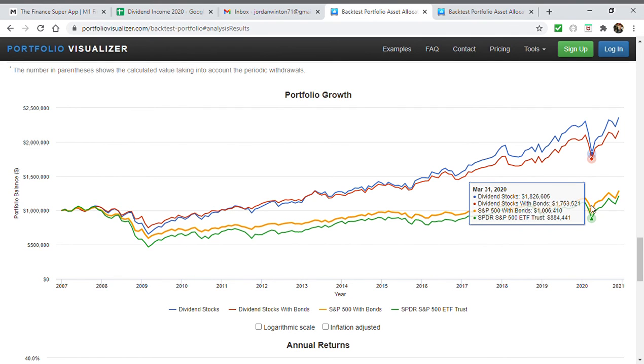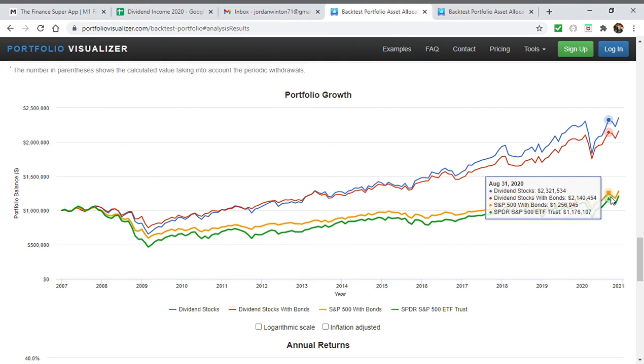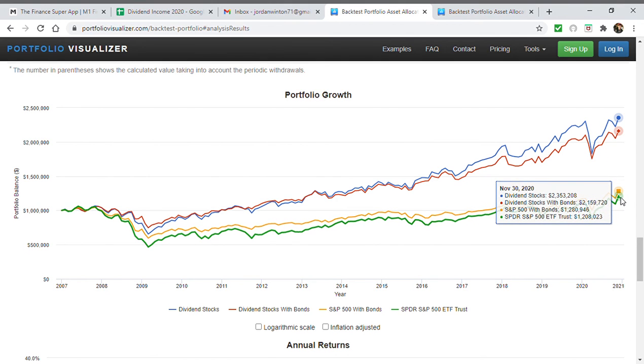This is why I like dividend stocks, just one more example. And at the end of the day, you see the four performers. The dividend stocks are number one, dividend stocks with bonds number two, S&P with bonds number three, and just S&P number four. Now let's show one final example.